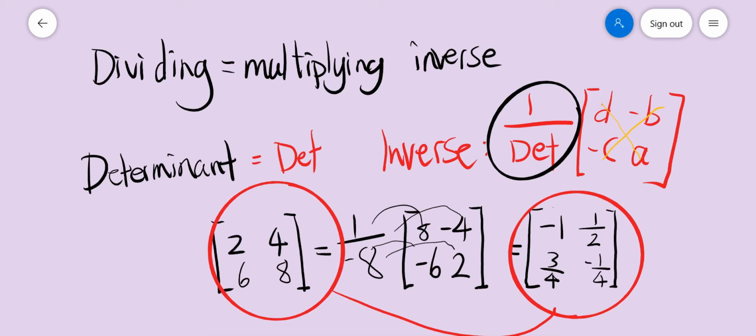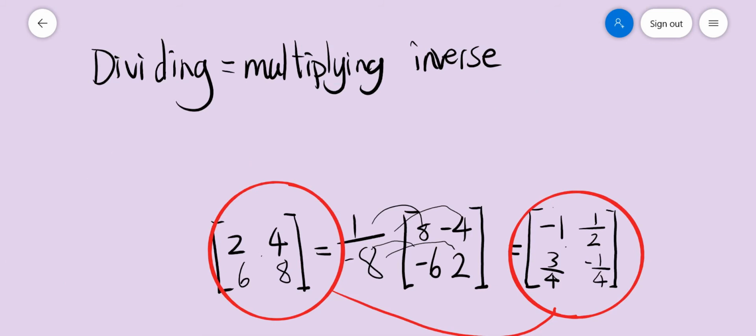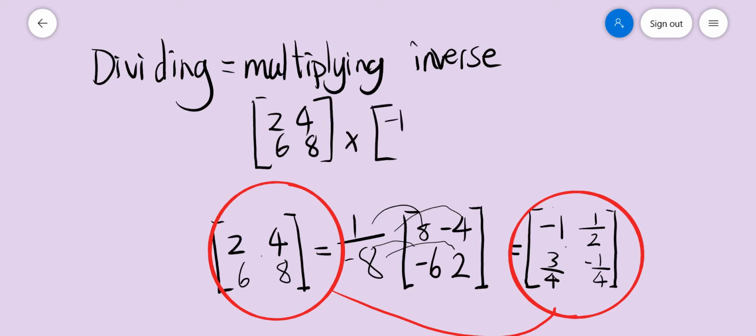Okay? So inverses means that when the two numbers are multiplied, you get 1. In matrices, the 1 is 1, 0, 0, 1. This is a matrix way of representing 1. Actually, why not? Let's try. Okay, so we want to multiply 2, 4, 6, 8, and minus 1, 1 over 2, 3 over 4, and minus 1 over 4.